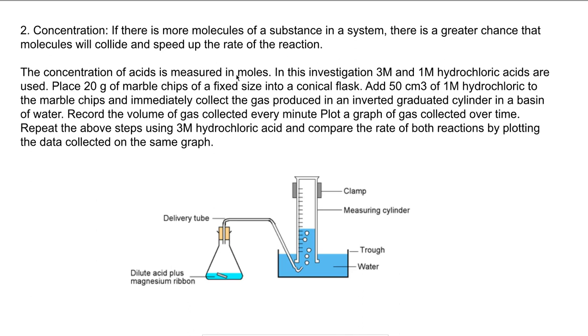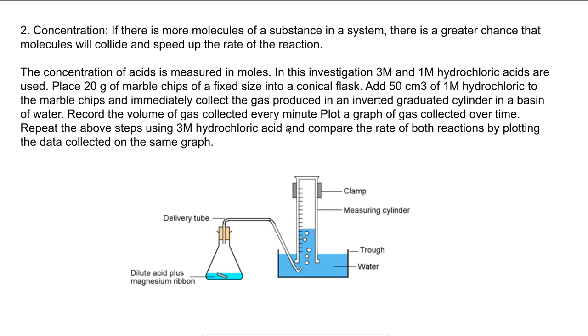Now we're using acids. The concentration or the strength of acid is measured in something called moles, and you'll learn about that in Leaving Cert chemistry. In this reaction, we're going to use 3 molar and 1 molar hydrochloric acid. So the 3 molar hydrochloric acid is much more concentrated than 1 molar. Again, we're going to use marble chips, crushed stone, the calcium carbonate. Okay, so it's the same basic reaction, same diagram, except this time we're not changing the temperature. This time we're changing the concentration of the acid.